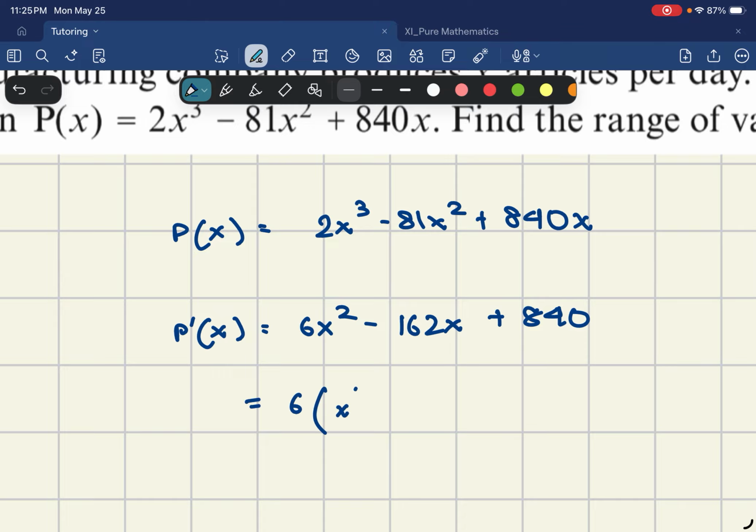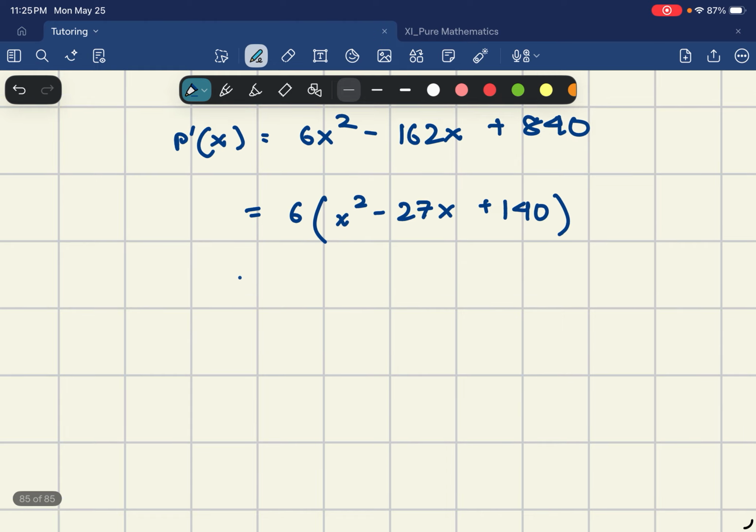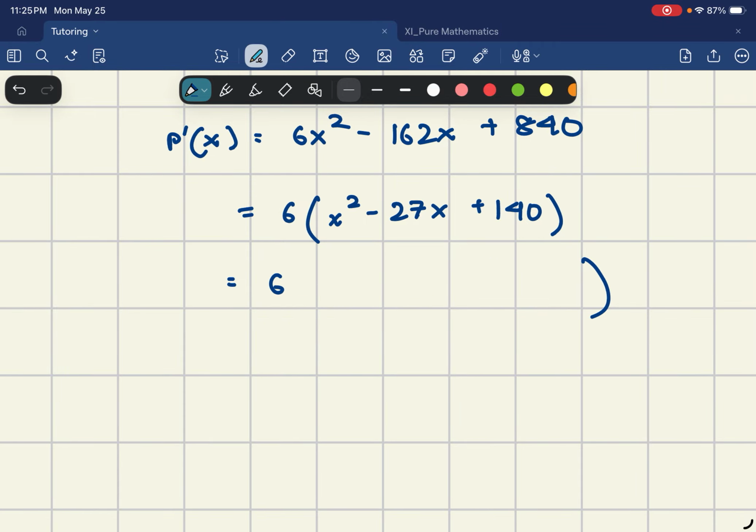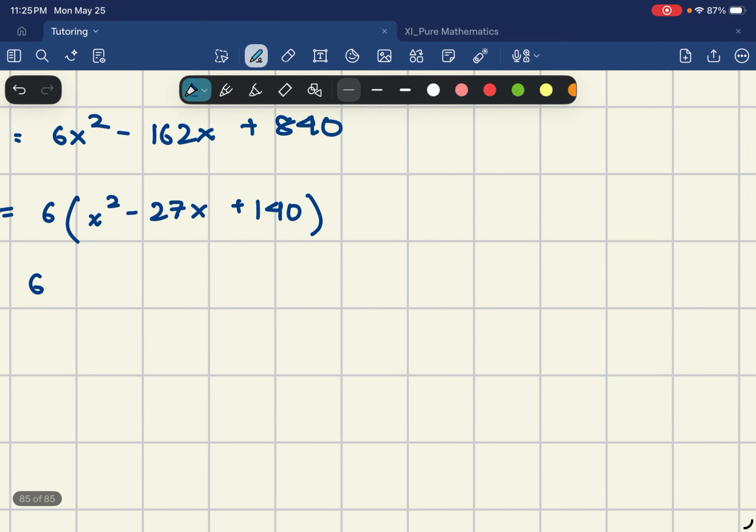Now I believe you can factor out a 6. So if you factor out a 6, you get this equation. And now we need to factorize this. So now, to factorize this is not going to be easy, because we need to think about two numbers that give me the sum negative 27 and the product 140.